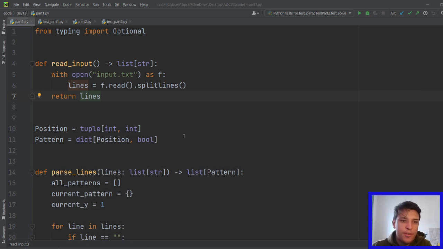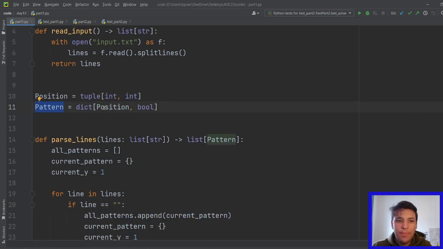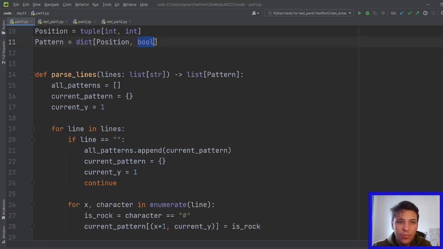So for the solution of the puzzle, we will keep track of positions as a tuple of two integers, and the pattern then will be a dictionary that maps each position to a boolean, whether there's a rock at the position or not. Then we can parse the lines. So we'll keep track of a list that contains all the patterns we found so far, and then we also have a current pattern, and the current pattern will start as an empty dictionary, and the current y-coordinate will start as 1, because the lines in the example are numbered, so we're starting with 1.